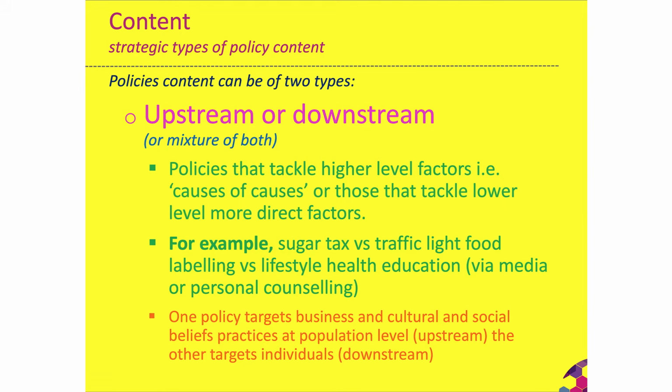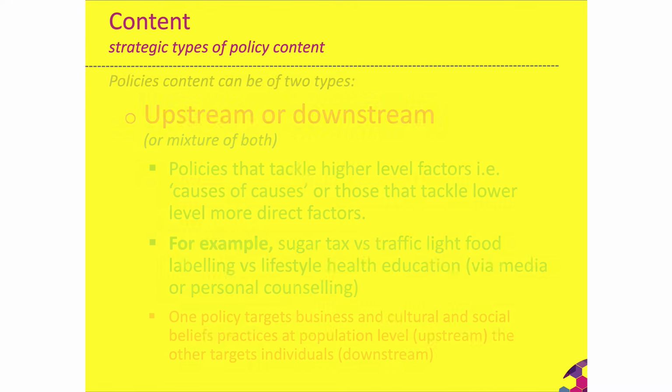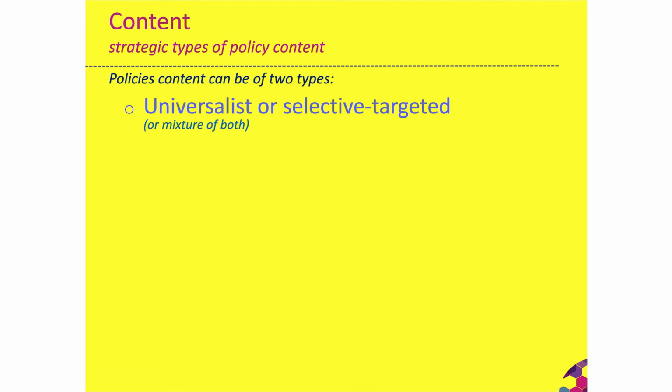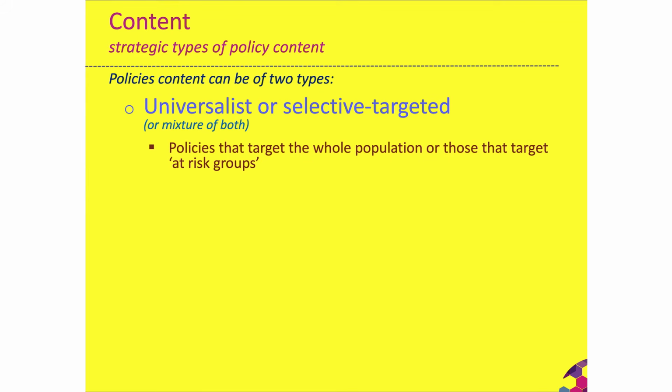So just to explain this, one policy targets business and cultural and social beliefs and practices at the population level, that's upstream, and the other targets individuals and families and maybe small groups, and that's downstream. And then there can be universalist policies or selective or targeted policies, or a mixture of both. And these policies either target the whole population or target at-risk groups.